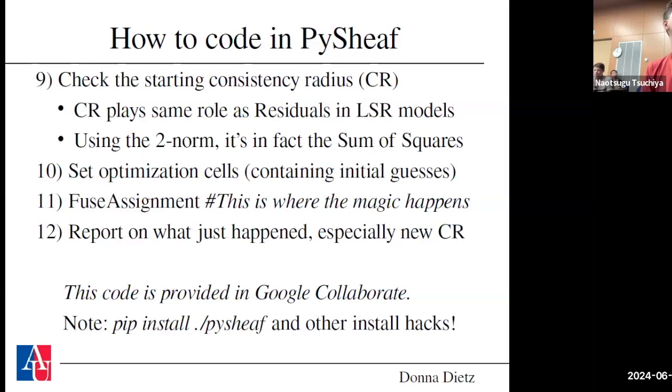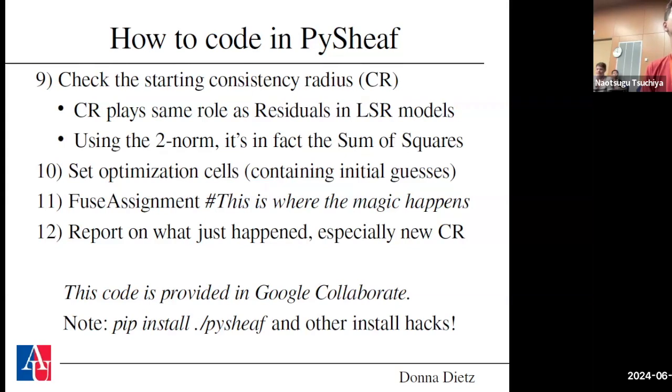And then 9 is you check the consistency radius to see what it is before you do the magic. All right. And then you set optimization cells. So in this case, we say we're optimizing the M and B, but they're bound together. They're on one cell, and you're optimizing them together.